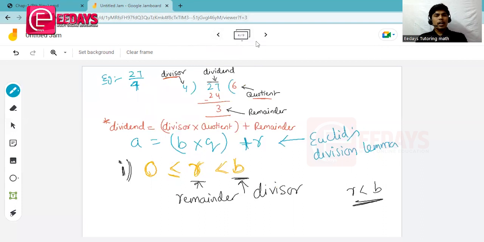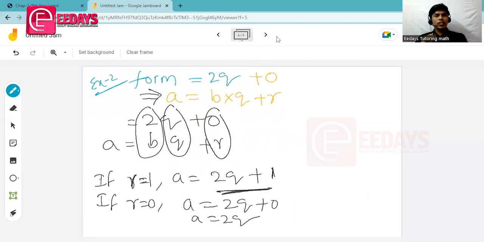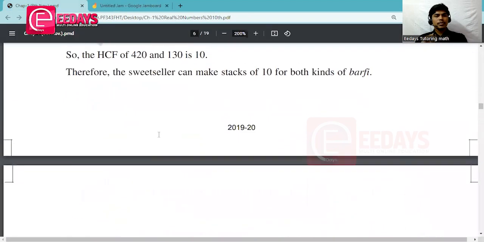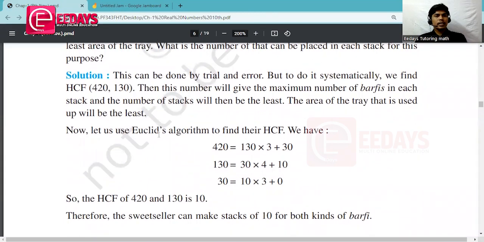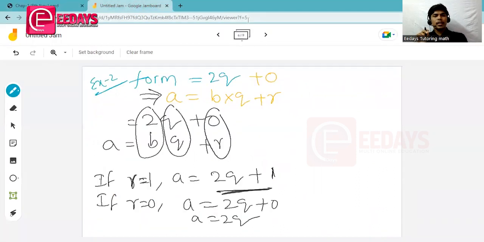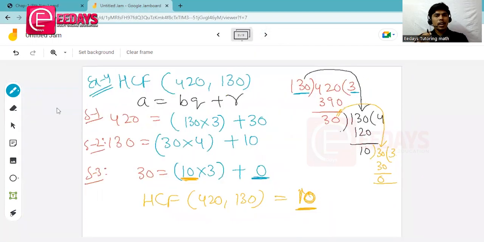And we also find the HCF of two numbers using Euclid's division lemma, with the process like this. How to find the HCF and all those things, all of this we learned in this session. And we solved a few example questions also, like how to find the number of trays. After doing the Euclid algorithm, we got the HCF as 10. We can arrange stacks of 10 in each tray. Yeah, these are the things we learned in today's session.